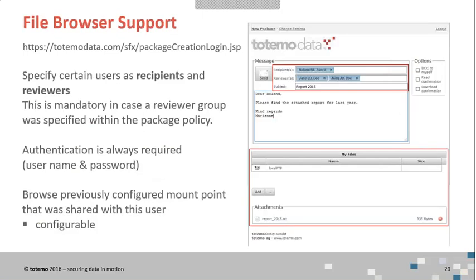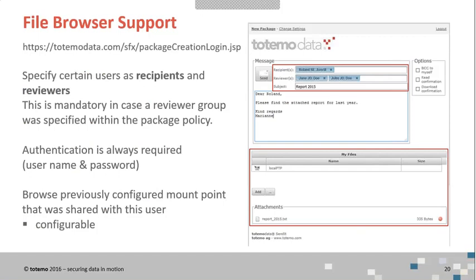Once the user has authenticated himself, they use this existing functionality, totemodata web send it. It's basically still the same look and feel. We just added some new functionalities, of course. So at the top, you have still your fields for recipients, for the subject, for the message that you want to deliver, and of course, you have fields for your actual attachments. As we configured the policy and set a group for the reviewers, it will now be mandatory for the sender to specify certain reviewers, as you can see at the top.